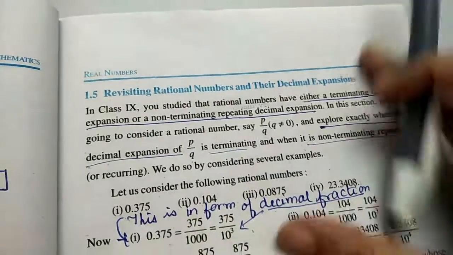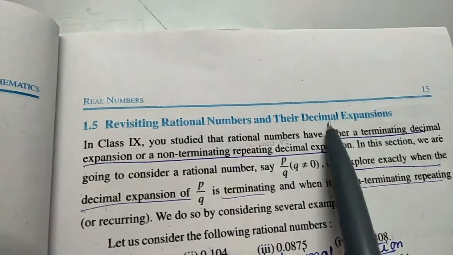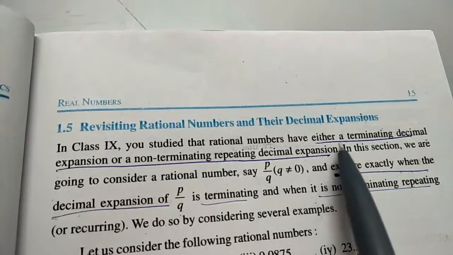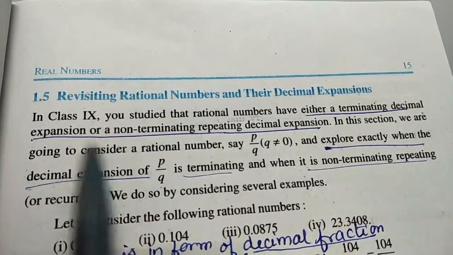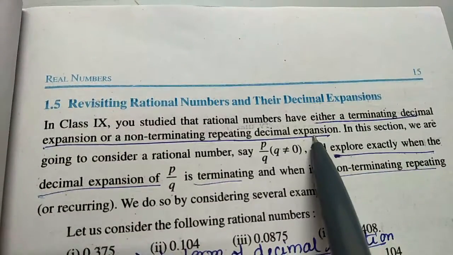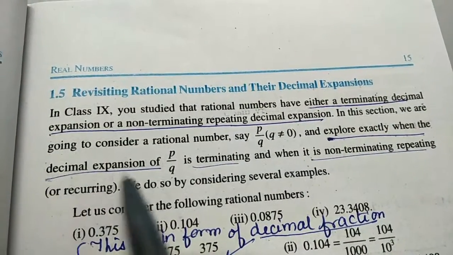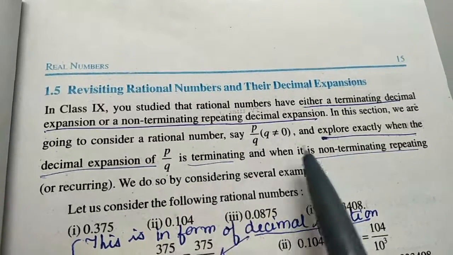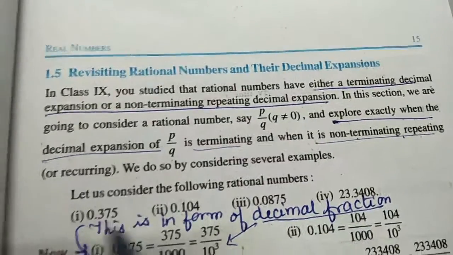Students, we will be starting with the next topic, that is the revisiting of rational numbers and their decimal expansion. Okay, now in standard 9th you already studied that whenever there is a rational number you will have either a terminating decimal expansion or a non-terminating, repeating decimal expansion. In this chapter we will see how to find out whether the decimal expansion is terminating or non-terminating repeating, that is recurring, without the long division method.